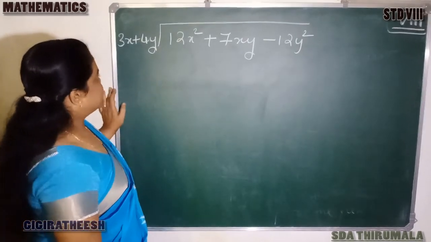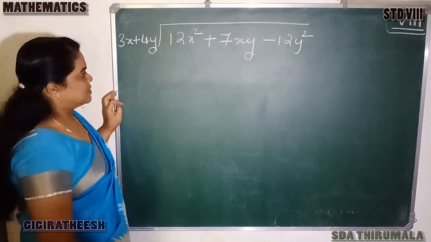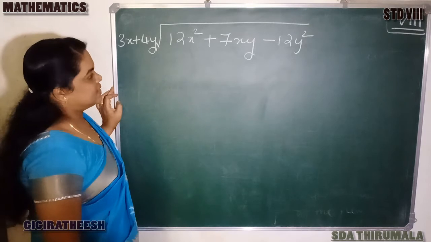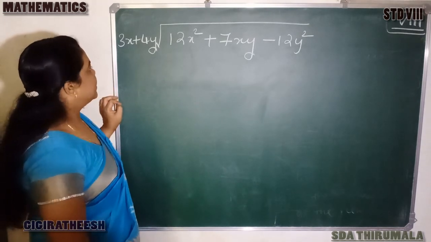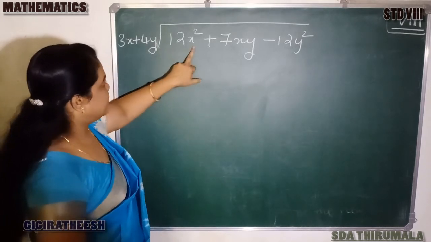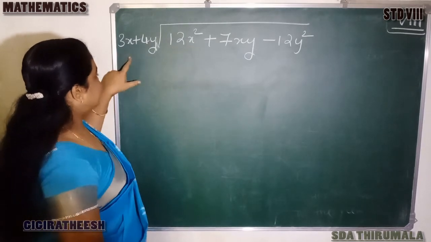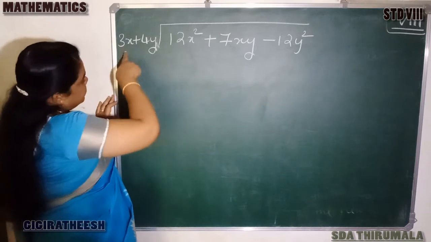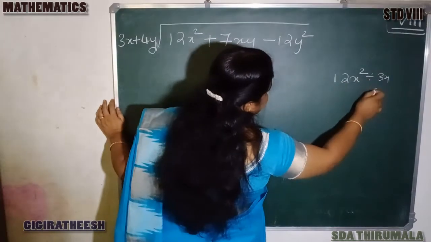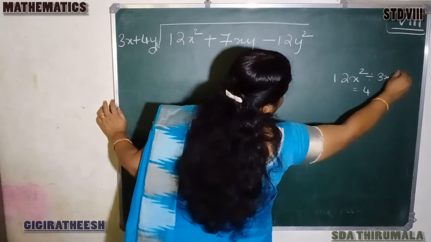Here there is another question, that is 12x square plus 7xy minus 12y square divided by 3x plus 4y. First, dividing the first term of the dividend, 12x square, by 3x, that is 12 by 3 is equal to 4, and x square by x, that is x raised to 2 minus 1, is equal to x.